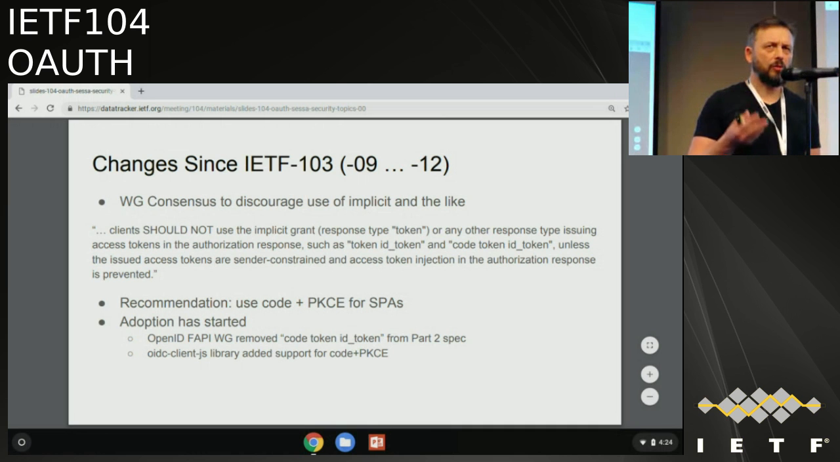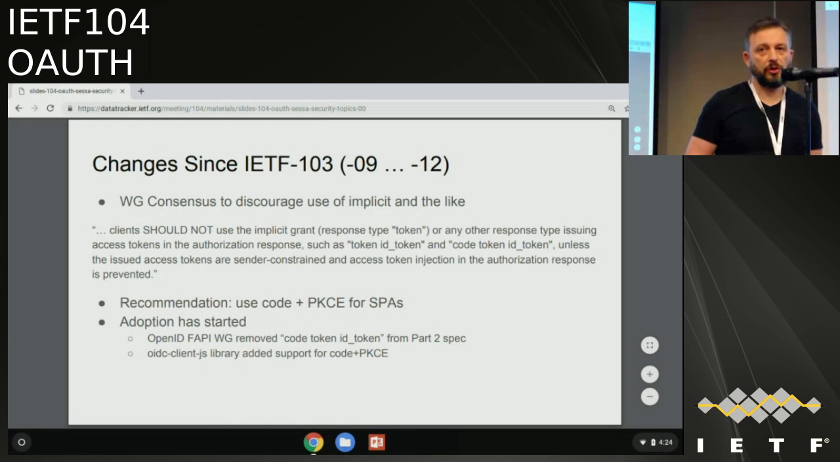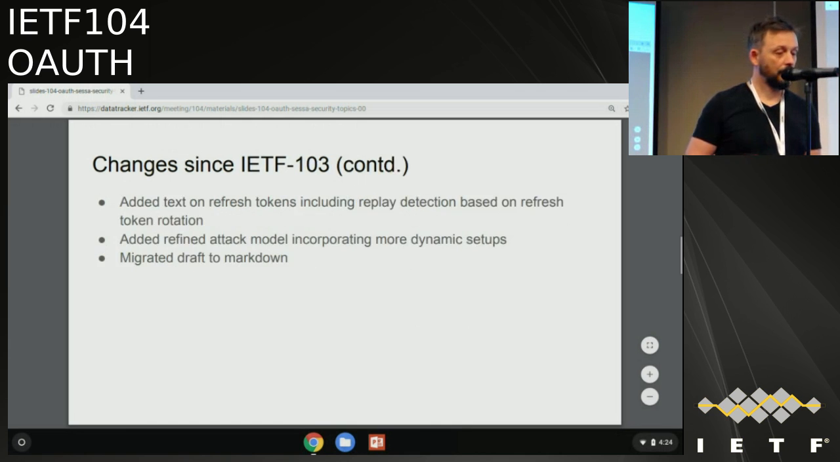And in my observation, and last week we had a very, very good OAuth security workshop, adoption of this has already started. For example, the Financial-grade API working group with the OpenID Foundation recently removed the code token ID token from the part 2 spec, and I also learned that JavaScript libraries are starting to support code plus PKCE. And there are some more changes.